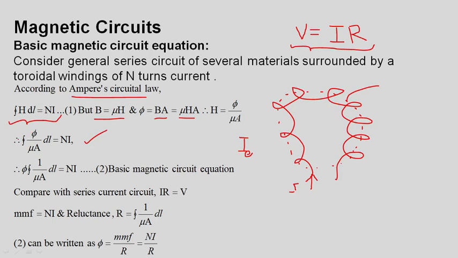Then we take phi outside. Mu and A are all constant along the path, but only phi we take outside, and we keep the remaining things inside. So now we have written this as flux times this integral equal to Ni. Now we will compare it to the equation in the current circuit. In the current circuit, we say IR equal to V. V here is the EMF, electromotive force.